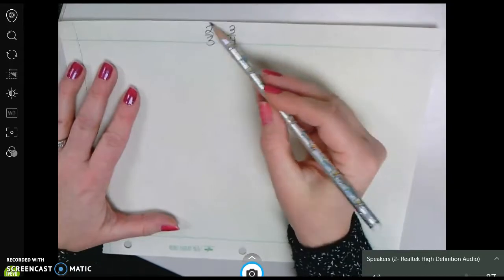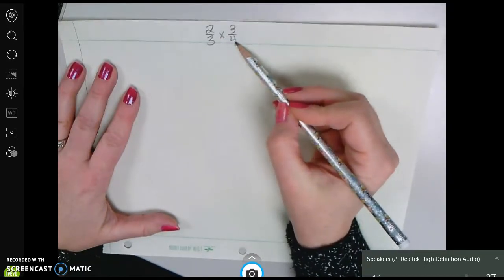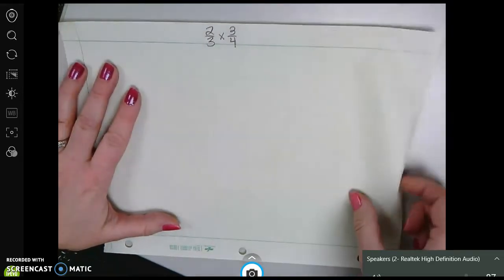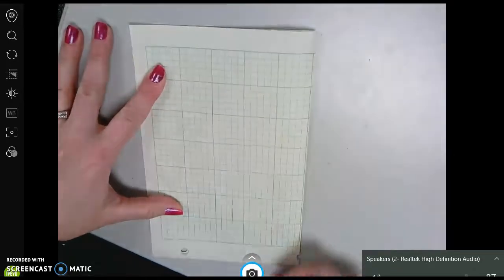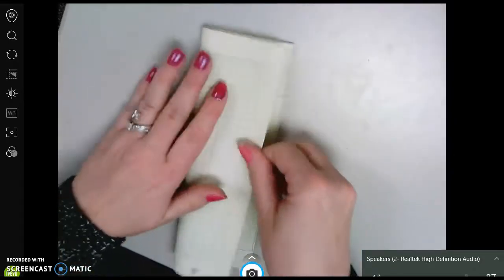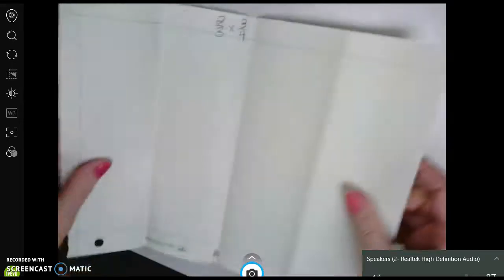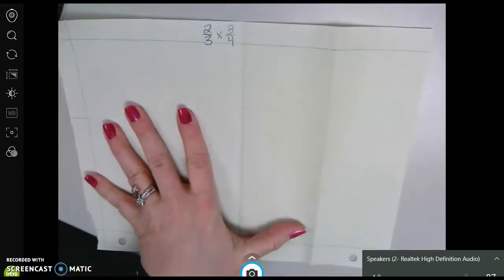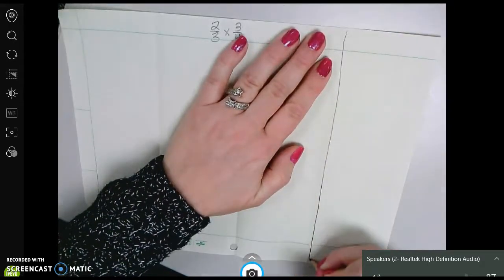Because we're finding a part of 3/4, 4 is our denominator, so that means 4 equal parts. So we're going to fold our paper into 4 equal parts so that we are in fourths. I'm going to draw the lines quickly just so that they're easier to see.